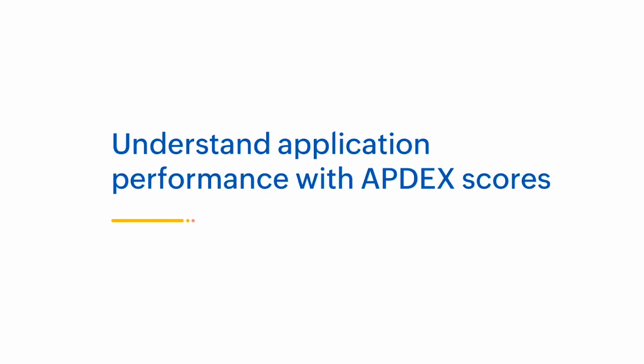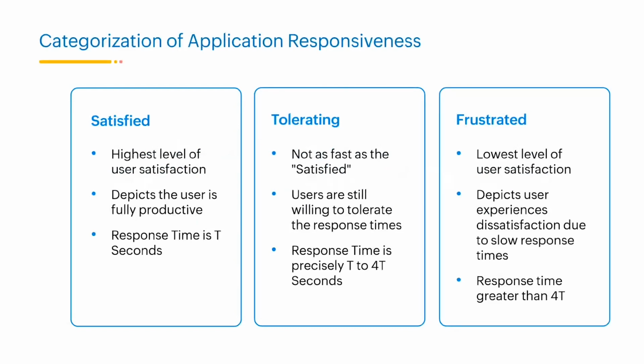Understanding the application performance with the Apdex scores. I've categorized the application responsiveness into three different categories: satisfied, tolerating, and frustrated. Satisfied is a category that represents the highest level of user experience, where the application's response time is between the satisfied threshold and the excellent threshold. Users in this category are generally satisfied with the application performance.